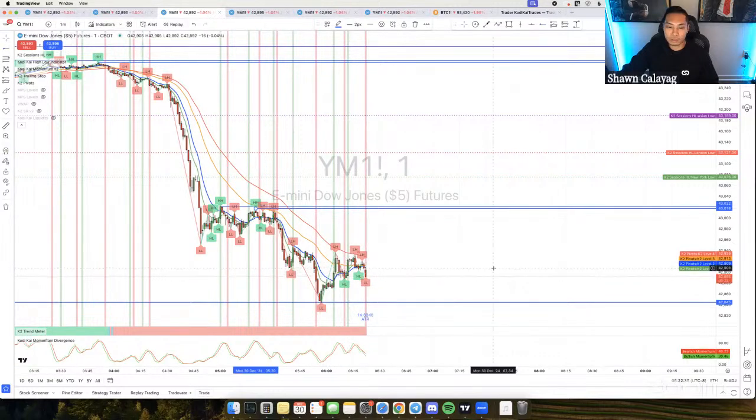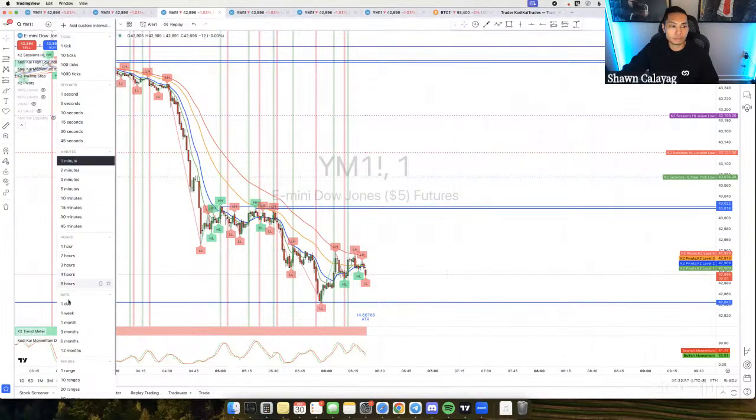So good morning, everybody. Today is Monday, December 30th. It is 6:22 right now. We got market opening up in about 8 minutes. I've marked up liquidity over here. Closest level of liquidity above is at 43,018. Closest level of liquidity below is at 42,845. Let me fix this real quick.